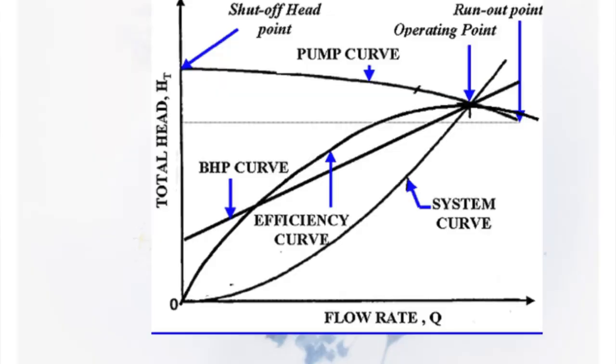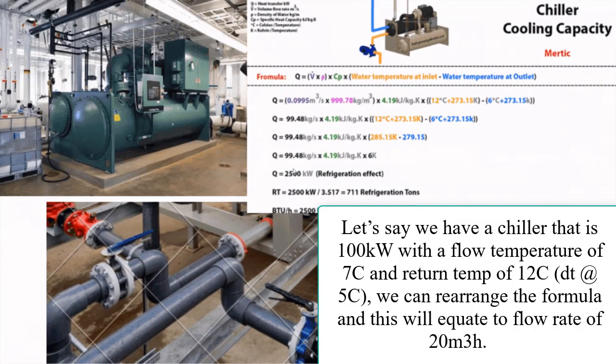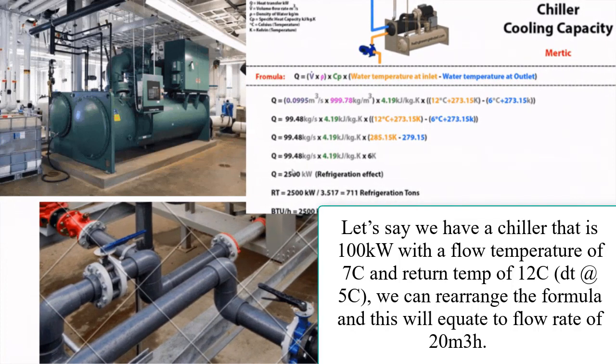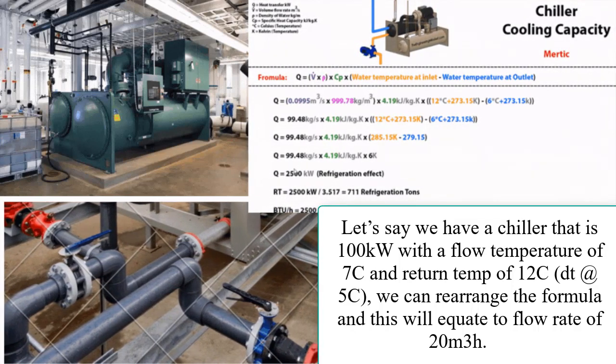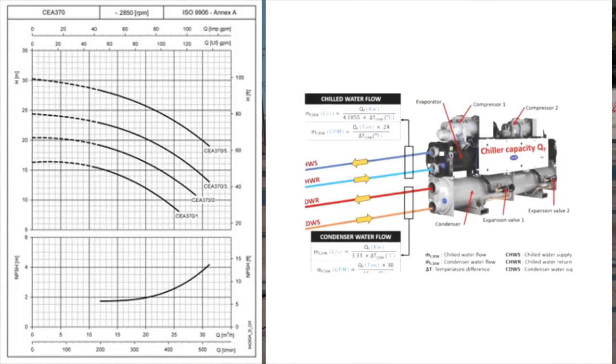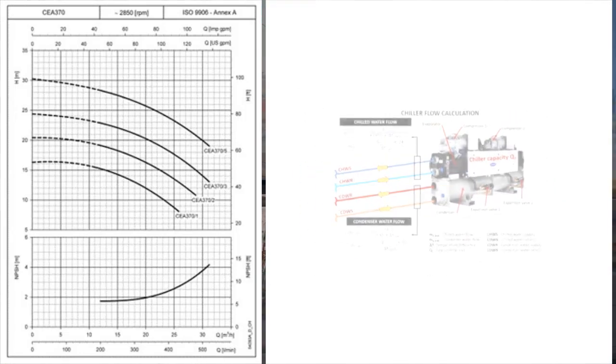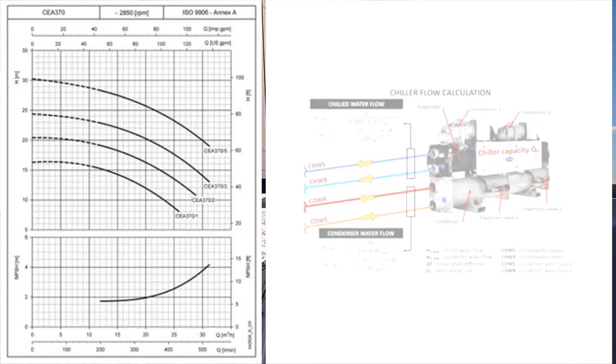Example. Let's say we have a chiller that is 100 kW with a flow temperature of 7°C and a return temperature of 12°C, so a ΔT of 5°C. We can rearrange the formula, and this will equate to a flow rate of 20 m³/h. You can get pumps that will deliver the same flow rate, but at completely different pressures, so it's important that you know what pressure you actually require.